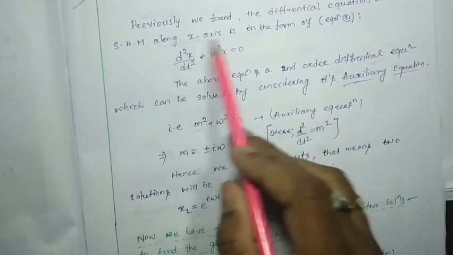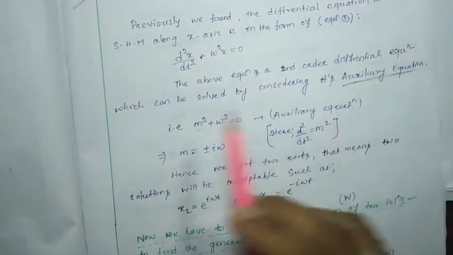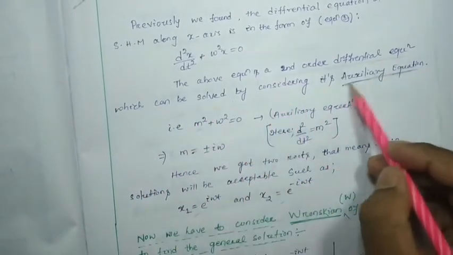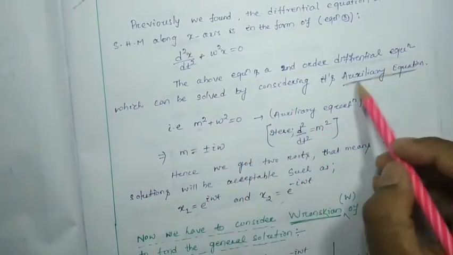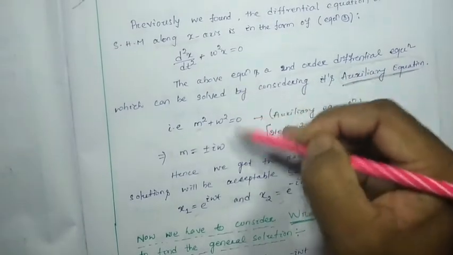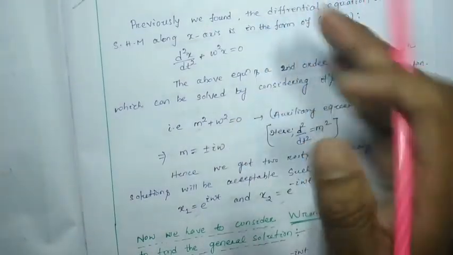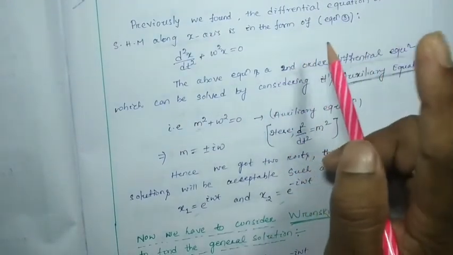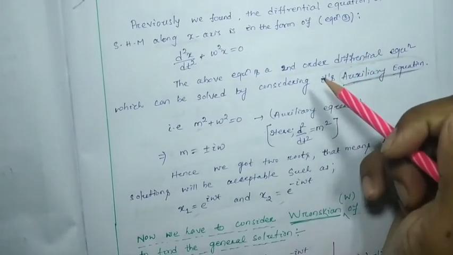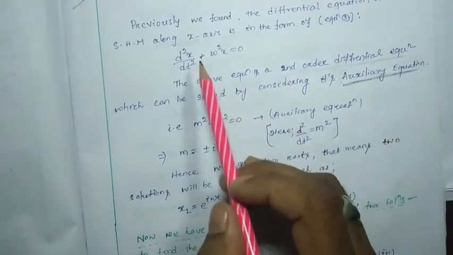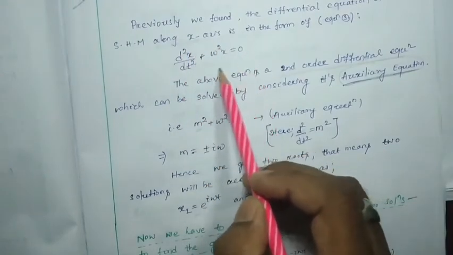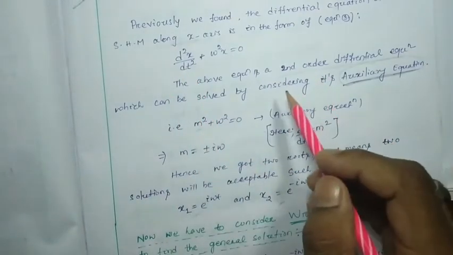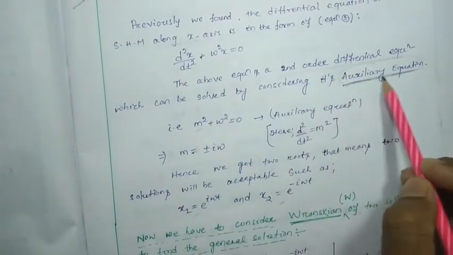To solve this differential equation, we have to consider the auxiliary equation. The above equation is a second order differential equation which can be solved by considering the auxiliary equation. I suggest that you just remember the method I am explaining now. In detail you will study it in your mathematics and core paper 1, whenever you study differential equations in detail. But just remember that if we have a second order differential equation in this form, to solve it we have to consider its auxiliary equation.